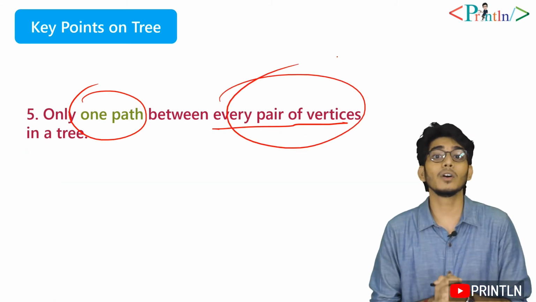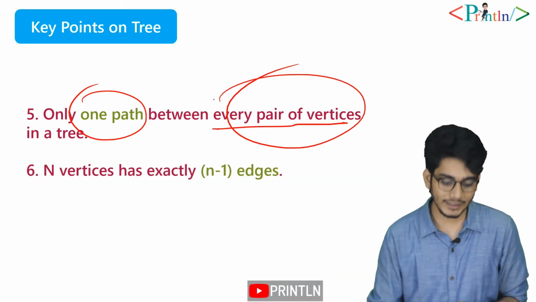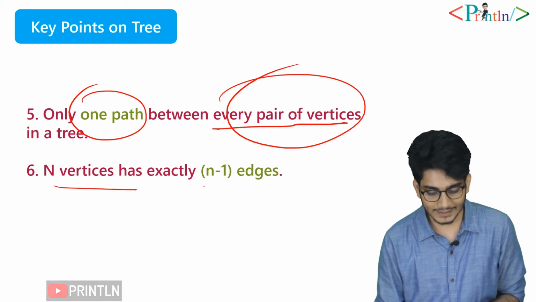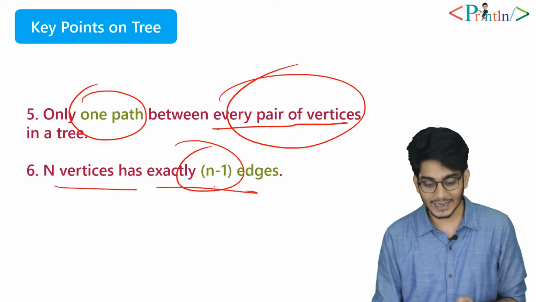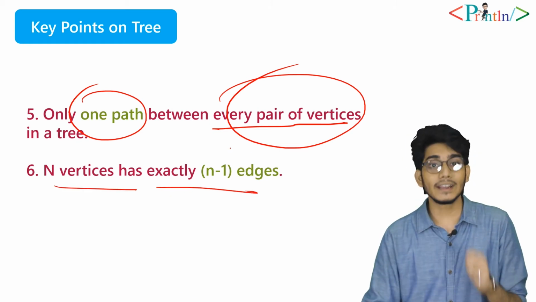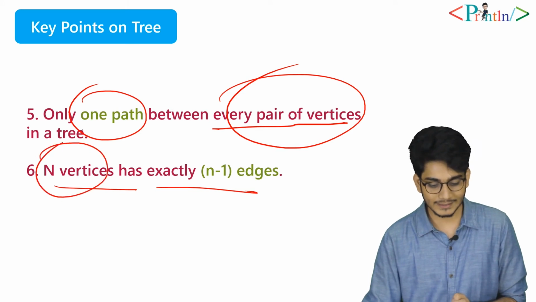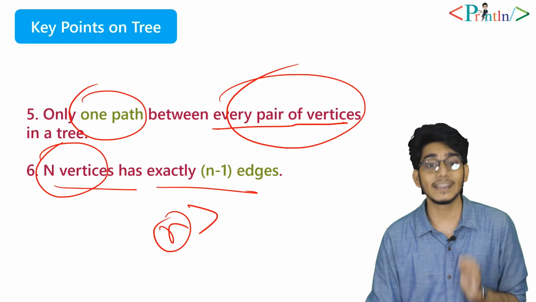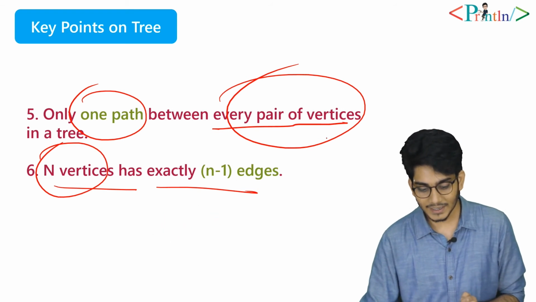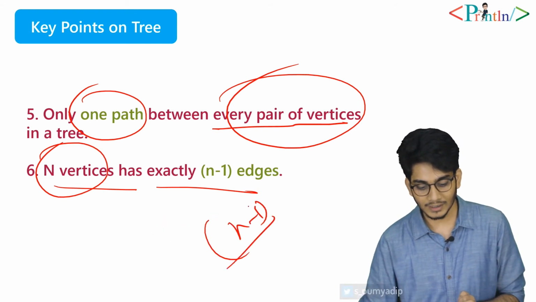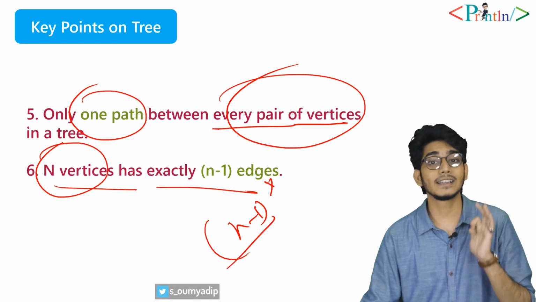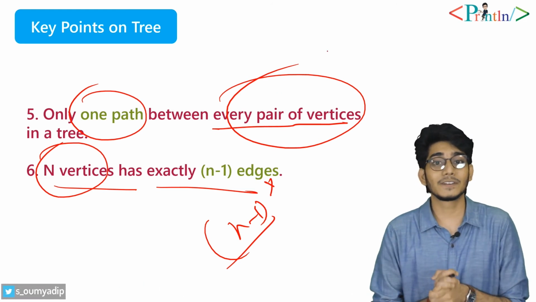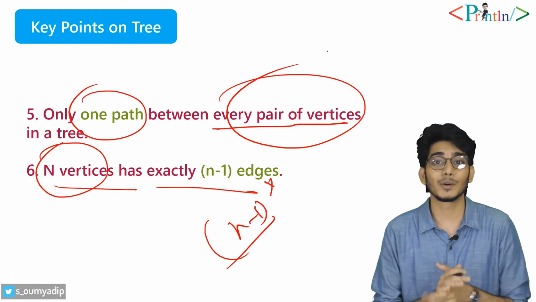So there will be only one edge. The sixth point is that n vertices has exactly n minus 1 edges. In a graph, for n vertices there will be n or more than n edges, but in a tree there must be n minus 1 edges, otherwise it will be a graph. So what is the difference between tree and graph? We'll also talk about that in this series.